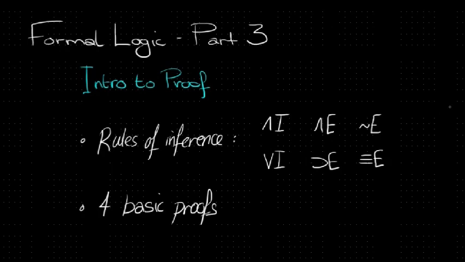In this session we're going to look at how we can construct basic proofs in PL. So what I'll do first is just go through the rules of inference that we'll be using in constructing our proofs, and the rules that I'll look at are conjunction introduction, conjunction elimination, negation elimination, disjunction introduction, conditional elimination, and biconditional elimination. And then once I've done that, I'll go through 4 basic proofs so that we can see these rules being put into use.